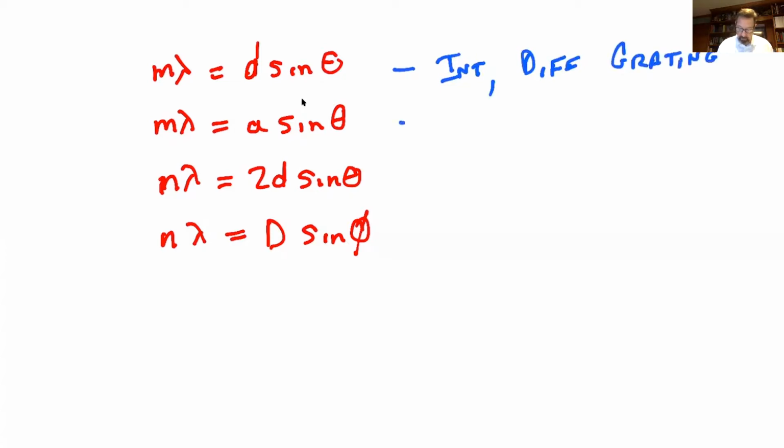I didn't talk at all about that second equation here. Anybody recognize what that is? So the first one was like two slit interference, right? Or a diffraction grating. You would use that first equation. What's that second one for? What is a here? That's a single slit, isn't it?